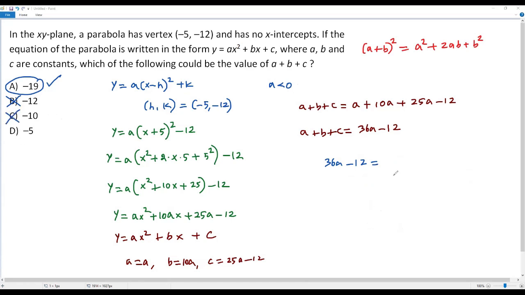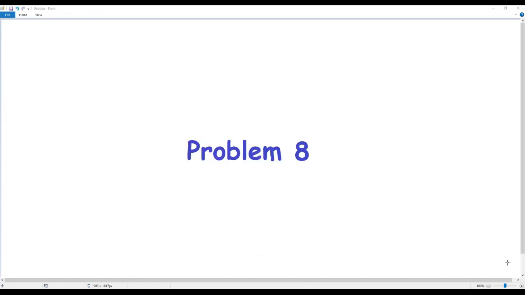Now let me consider answer choice D, that is negative 5. Now let me add 12 to both sides. So here negative 12 and positive 12 will cancel. 36a equals 7. Again, the same thing. When I divide both sides by 36, I am getting a positive value for a. That's not possible. a must be negative. So if a must be negative, the value of a positive b positive c could be negative 19 in answer choice A. So the remaining answer choices are incorrect. Therefore, the correct answer choice for this question is A.